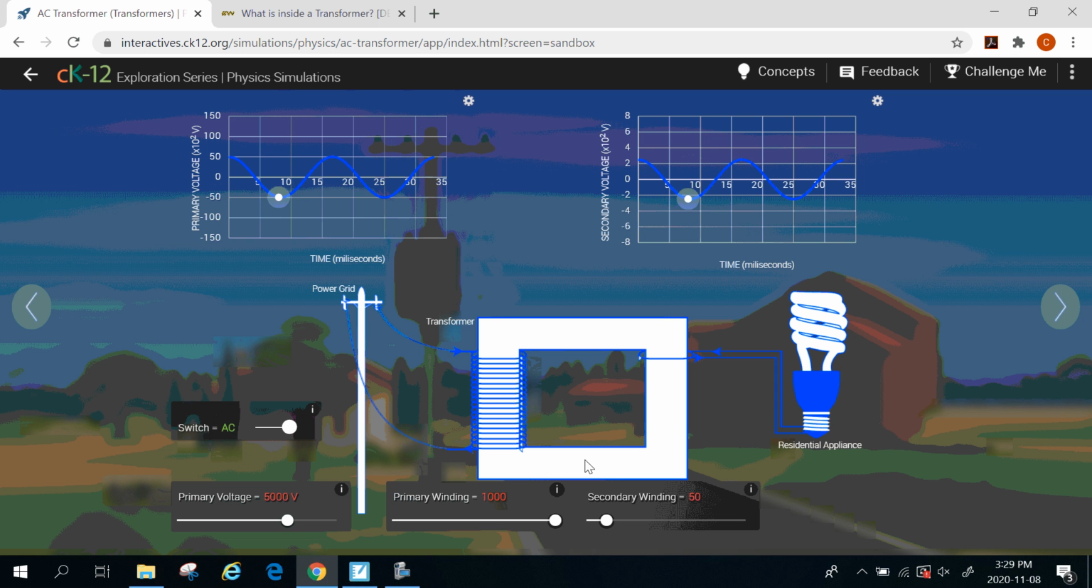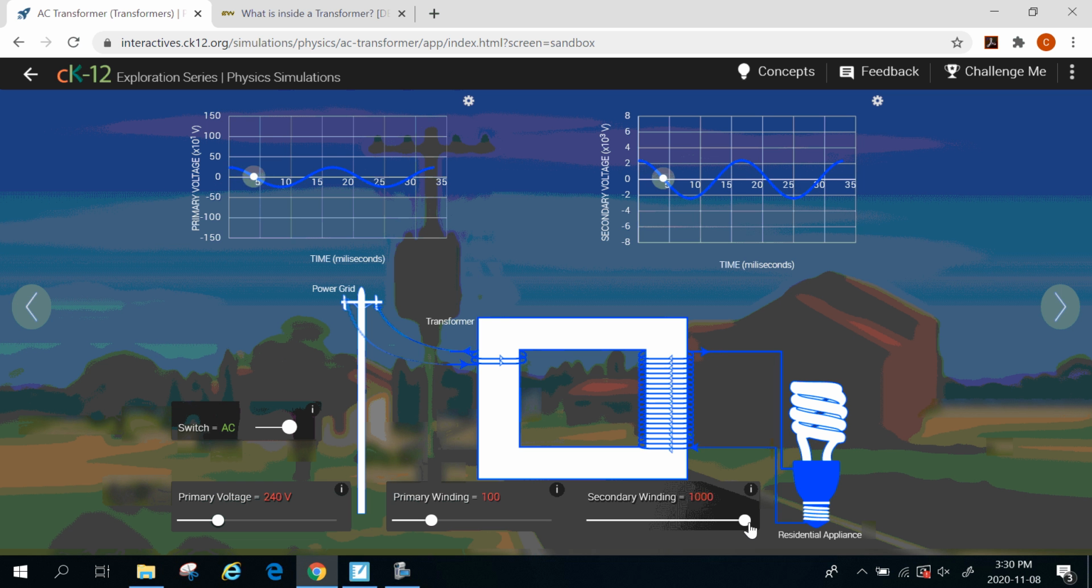How did we do that? We used a transformer, and we had many, many more turns on the primary compared to the secondary side. That is a step down transformer. What if we wanted to do the reverse? What if we wanted to instead bump up the voltage on the secondary side? So now let's decrease the voltage here to about 240. I'm going to change the number of turns on the primary side to 100, and I'm going to increase the number on the secondary side, and let's bump it right up to 1,000.